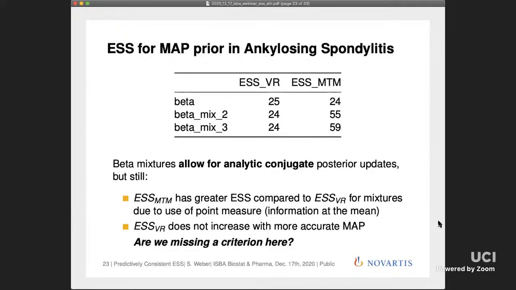And I want to stress here that by using beta mixtures for binomial likelihood, this is still fully analytic, and actually you still can do conjugate updates. It's just a bit more involved by having to go through mixtures, but nonetheless, it's not very far from the original conjugate analysis from my point of view. But still, the ESS Morita has a far greater ESS than the variance ratio method for these mixtures.